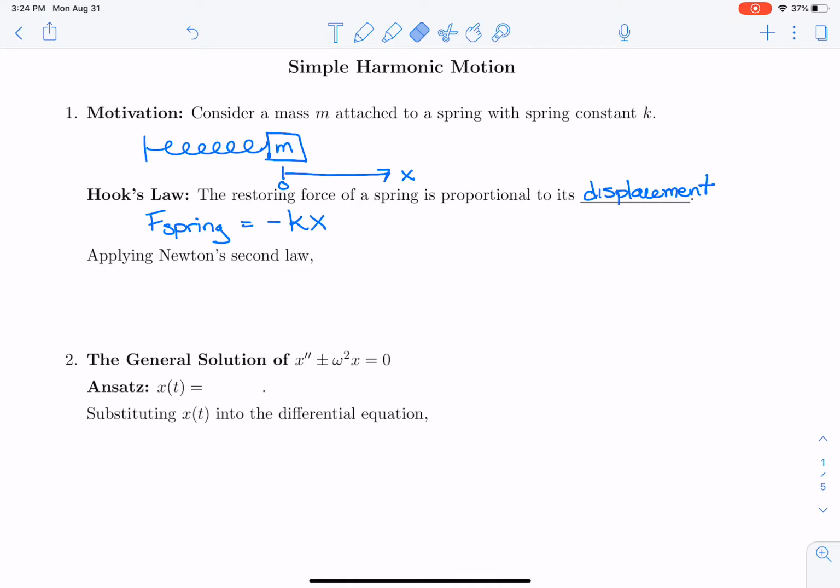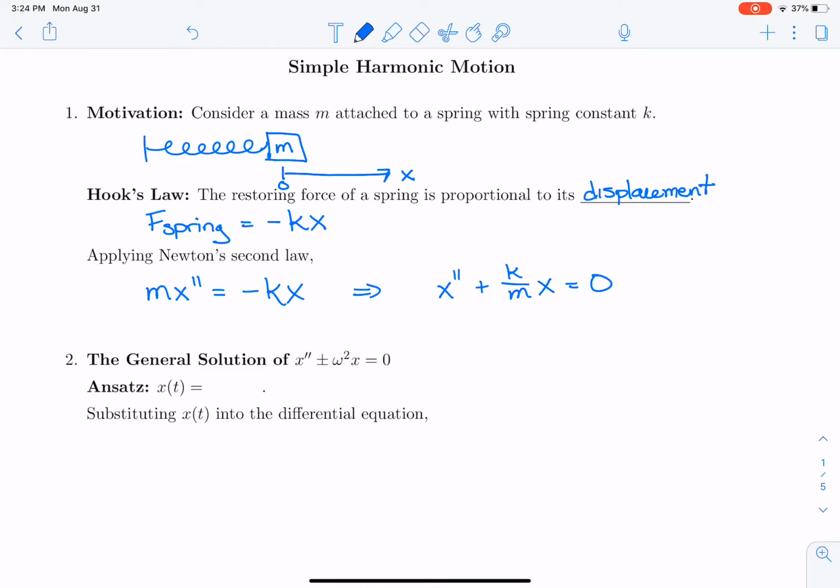If we apply Newton's second law, that says that mass times acceleration is equal to the sum of the forces, and the only force that's being exerted on the mass is the restoring force of the spring, which is minus k times x. So we can rewrite this, if we divide by m, as x double prime plus k over m times x is equal to 0. So this gives us a second-order differential equation that we want to investigate because there's a second derivative on our function x.